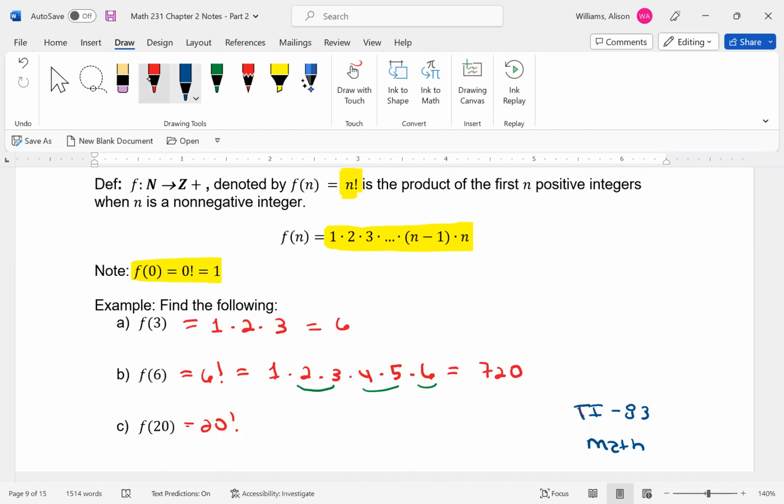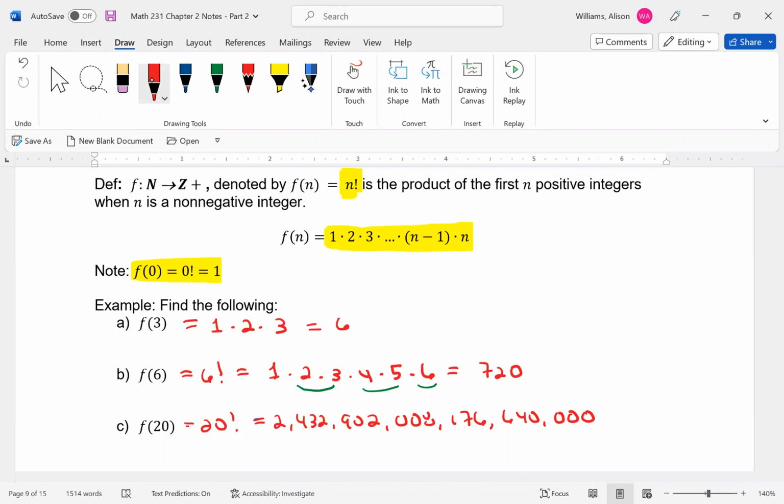Okay, 20 factorial ends up being a huge number, which I pre-calculated to be 2,432,902,008,176,640,000. Okay, that's the exact number. So let's see, millions, billions, trillions. Wow, I don't even know. Isn't that sad? I'm never used to writing numbers even that big.